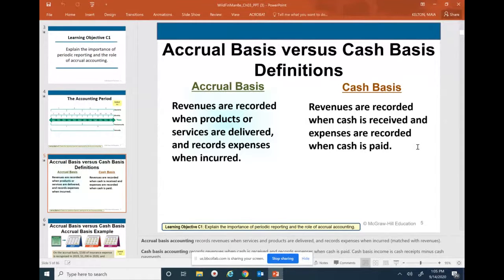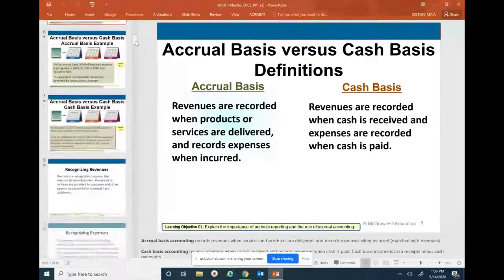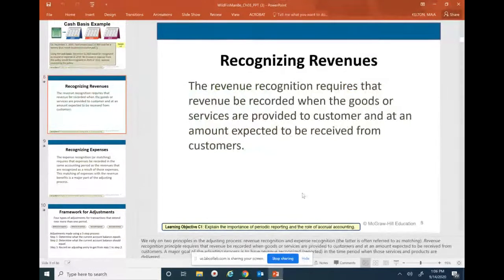So let's spend a little bit of time discussing the two very important principles in accounting. We call those principles the revenue recognition principle and the expense recognition principle. Again, we'll be using the accrual basis of accounting from now on. The cash basis of accounting is not allowed for publicly traded corporations because of the assumption that it's making that revenues are recorded only when cash is received and expenses are recorded only when cash is paid. So forward, we will focus on the accrual basis of accounting. So the two principles, I'll skip a couple of slides here, are the revenue recognition principle and the expense recognition principle.